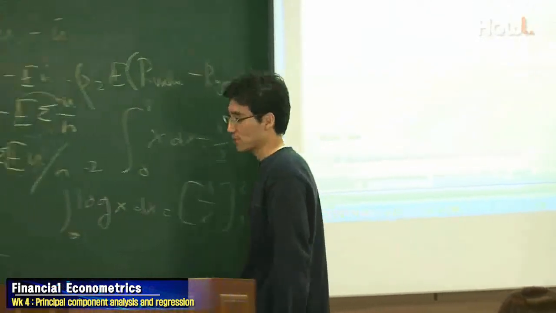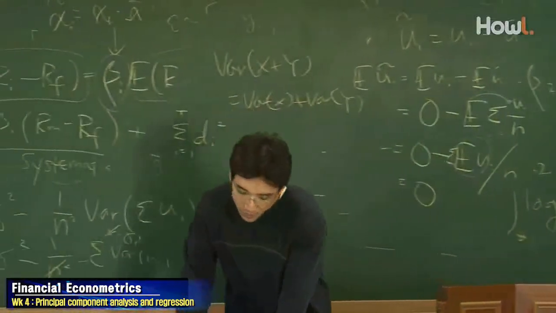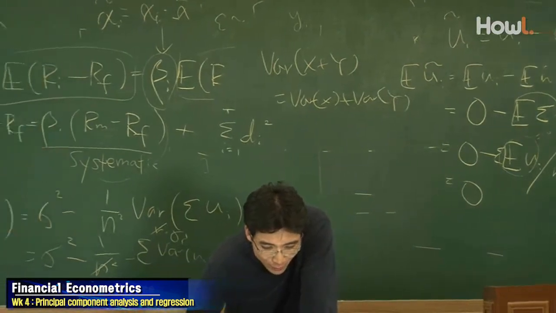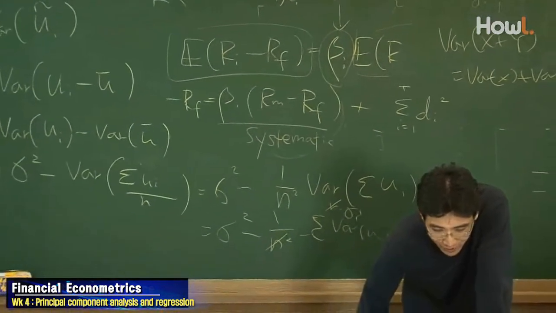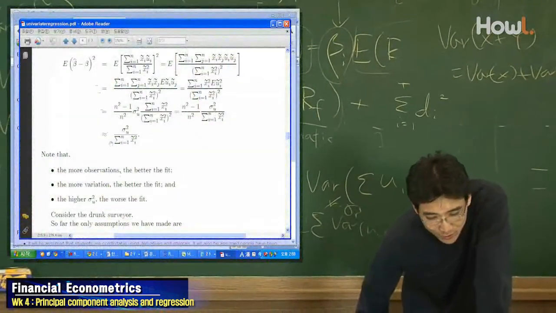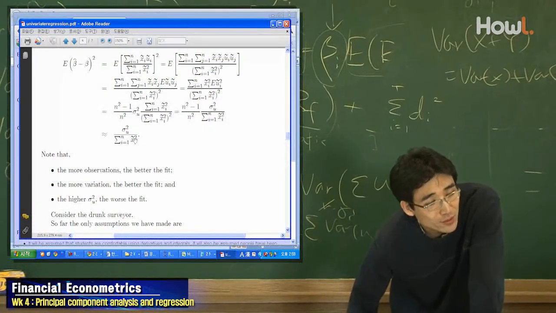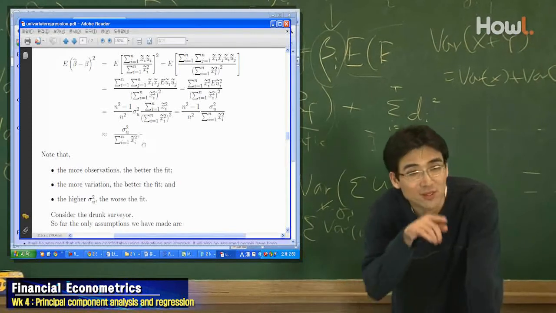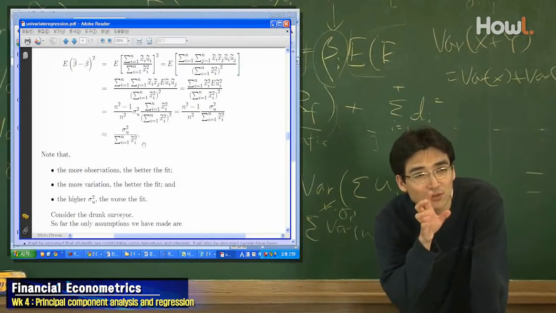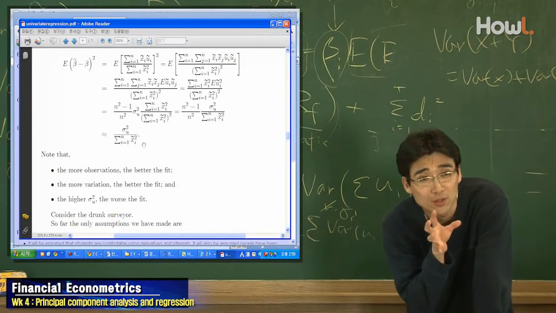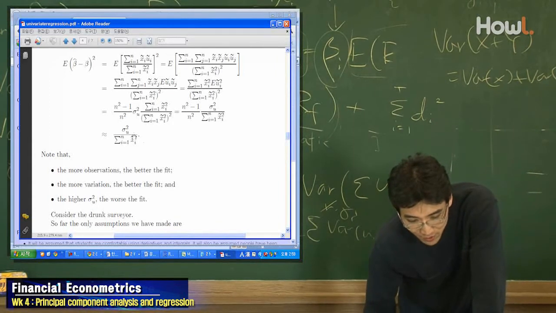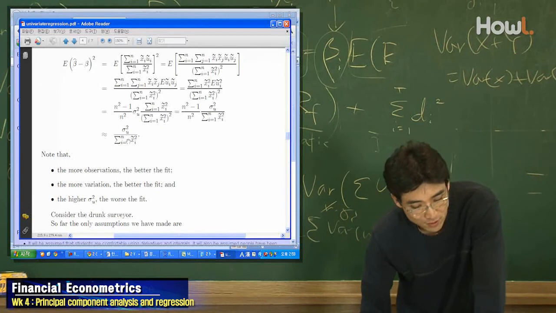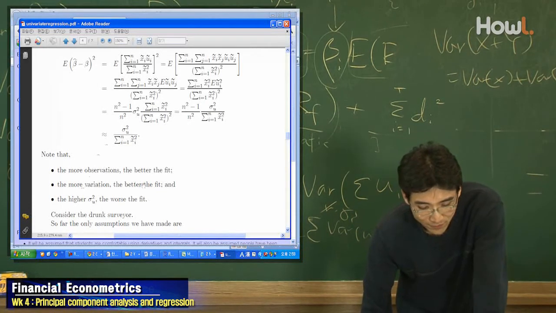So note that, therefore, the more observations, the better the fit, because we have low variance. And the more variation, the better the fit, right? If we have large variation, then we have large x tilde, right? X tilde squared is bigger and bigger, so this denominator becomes bigger and bigger. So therefore, the more variation, the better the fit.